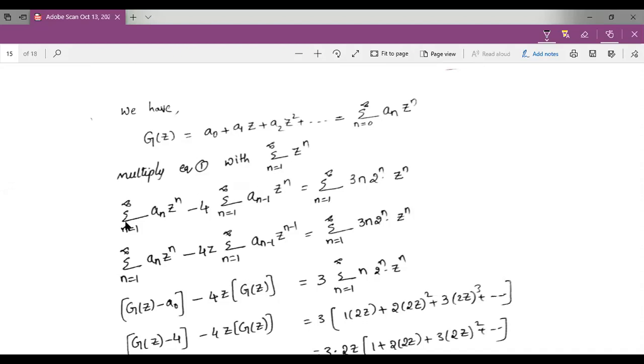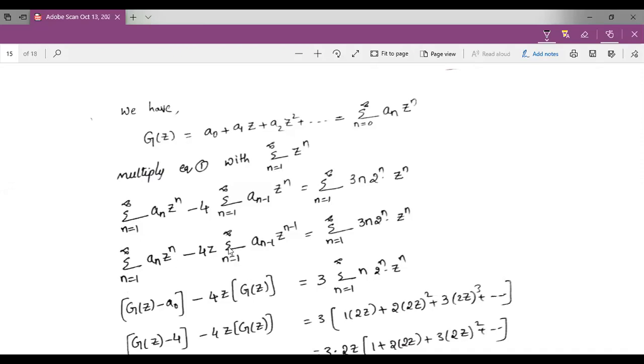So that equation becomes summation n is equal to 1 to infinity a_n z power n minus 4 summation n is equal to 1 to infinity a_(n minus 1) z power n, that is equal to summation n is equal to 1 to infinity 3n into 2 power n z power n. So now in the next step, the first term of the equation is the same, summation n is equal to 1 to infinity a_n z power n.